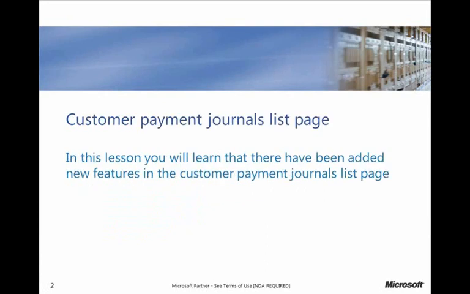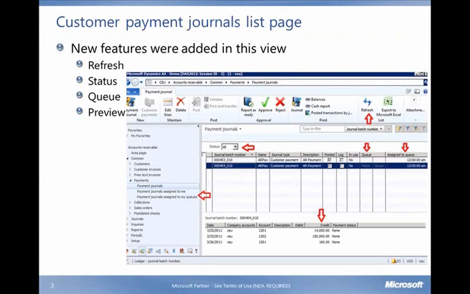Customer Payment Journals list page. In this lesson, you will learn that there have been added new features in the Customer Payment Journals list page. Here you see the Customer Payment Journals list page, and this is found in Accounts Receivable under Common. New features were added in this view, and that is Refresh button is new. So you can click on this button instead of having to reopen the payment journals to get the refresh. Status field is new. Here we can select between all, open, and posted. And this allows you to quickly filter the list.